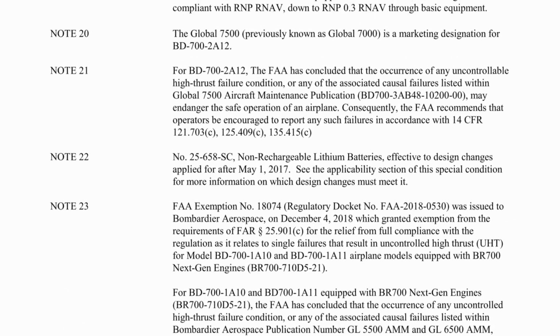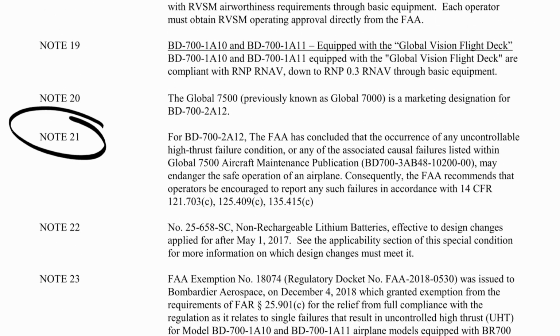They say the FAA has concluded that the occurrence of any uncontrollable high thrust failure condition or any of the associated causal failures listed within the Global 7500 aircraft maintenance publication may endanger the safe operation of an airplane. And then the FAA recommends that operators be encouraged to report any such failures in accordance with the rules. Would you like to comment on this? This is another thing that I didn't see. Why are they bringing up uncontrollable high thrust failure condition?